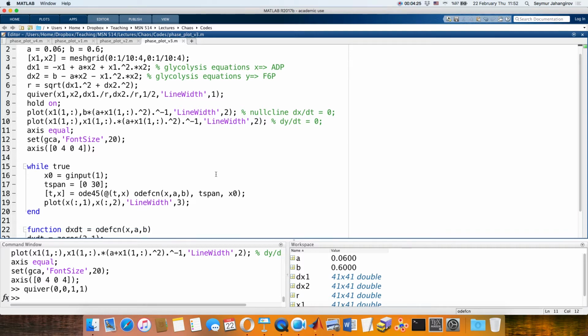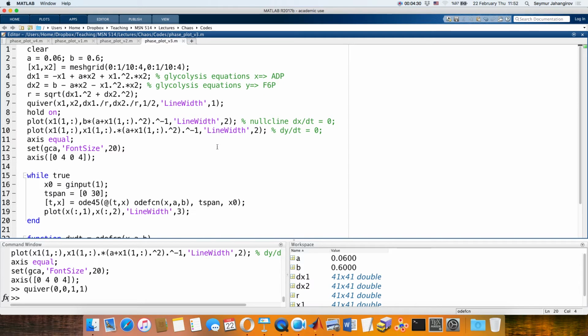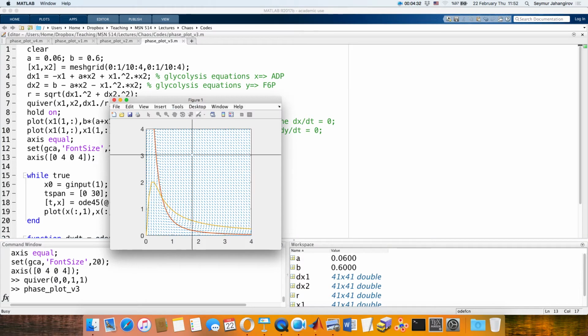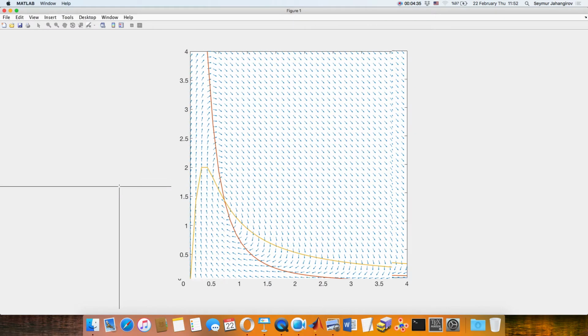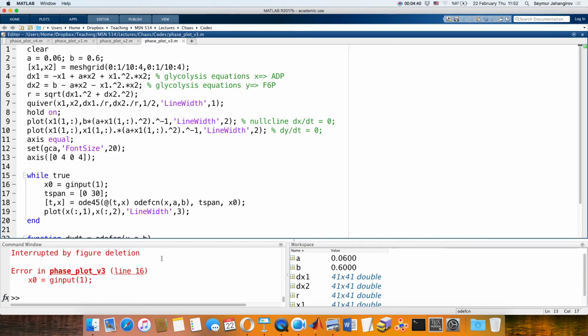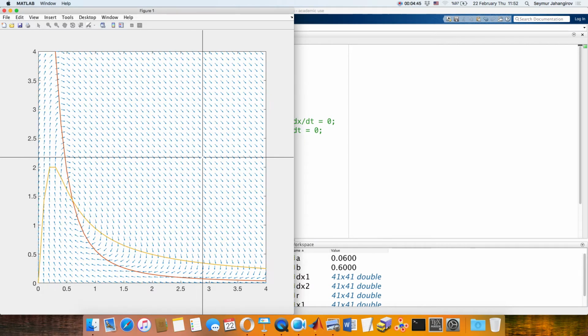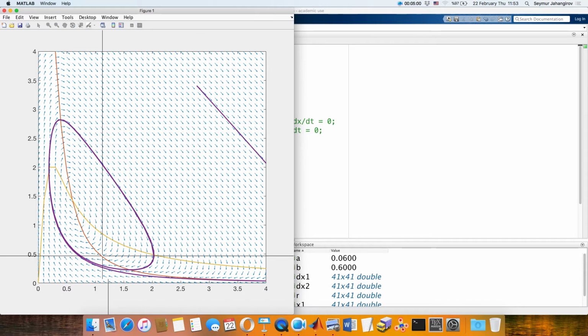So, then if I run this, now I run the whole thing. Actually, I will run it again. So I will start, for example, from here. What does it biologically mean? I have this much of ADP and this much of F6P, right? Where do I go? To this limit cycle.